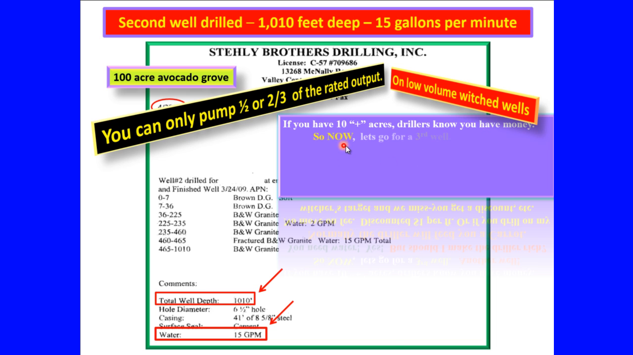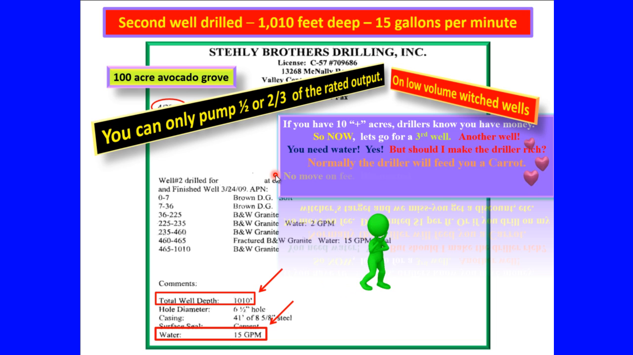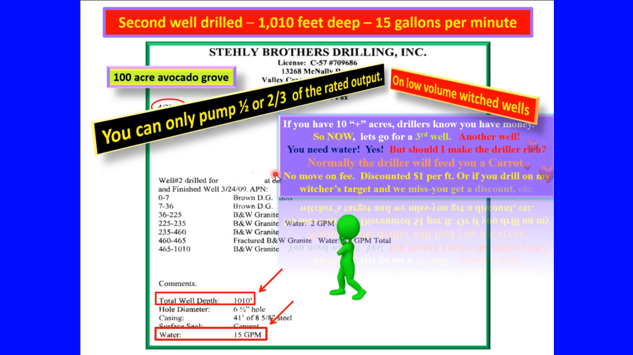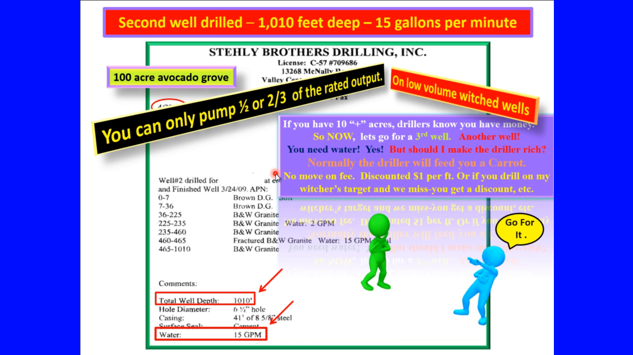So now, let's go for a third well. Another well. You need water? Yes. But should I make the driller rich? Normally, the driller will feed you a carrot. No move-on fee, discounted $1 per foot, or if you drill on my witch's target and we miss, you get a discount, etc. Go for it.